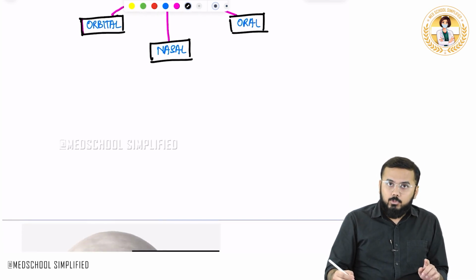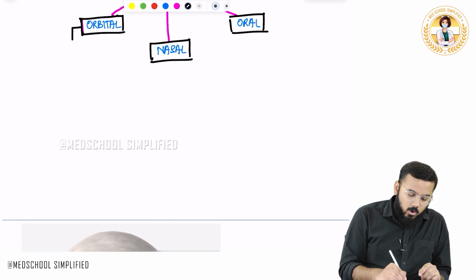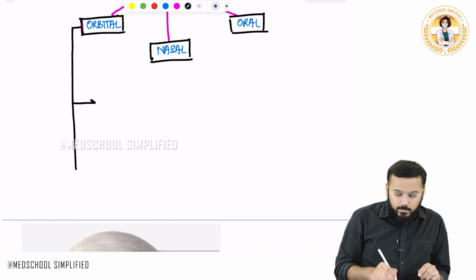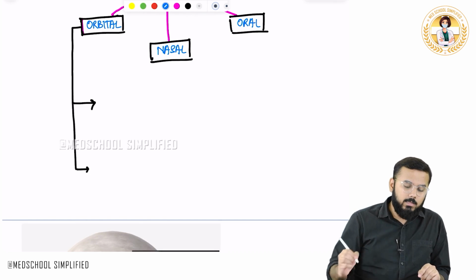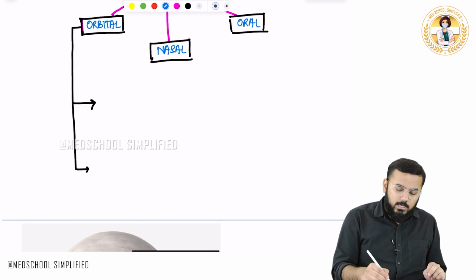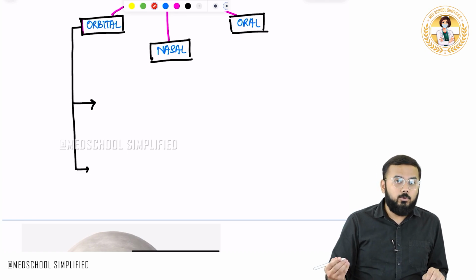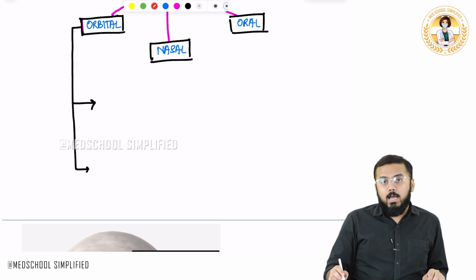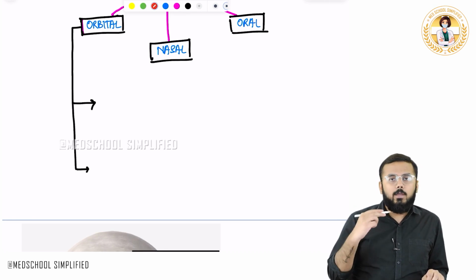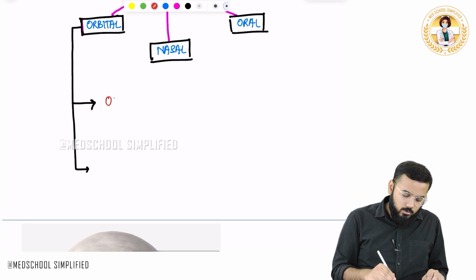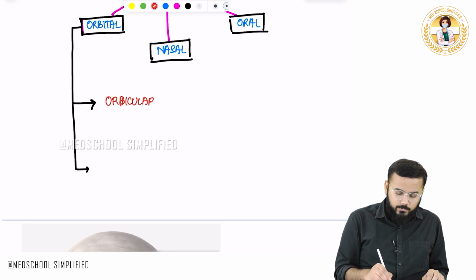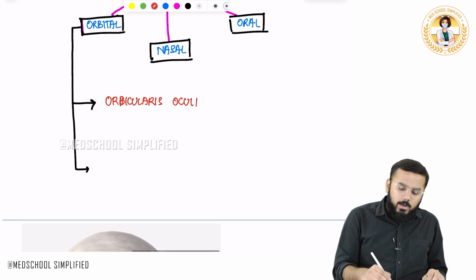When it comes to the orbital group, within it there are two different muscles. The first muscle is called Orbicularis oculi, not Orbicularis oris, which refers to the oral cavity. I am saying Orbicularis oculi, ocular meaning the eye.